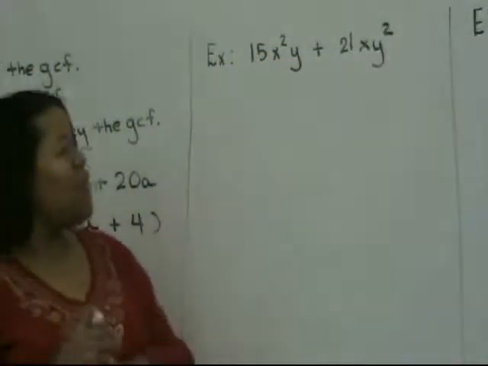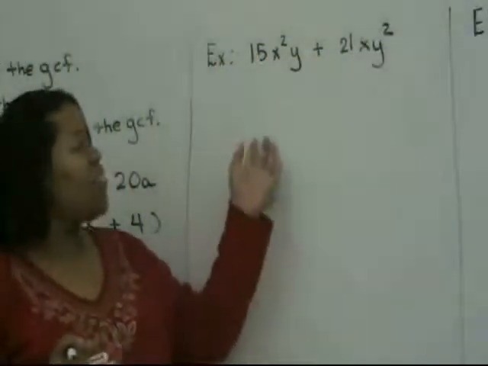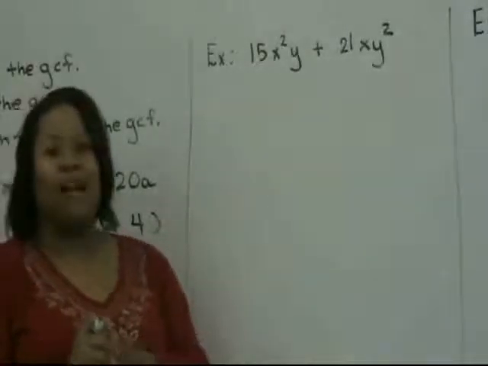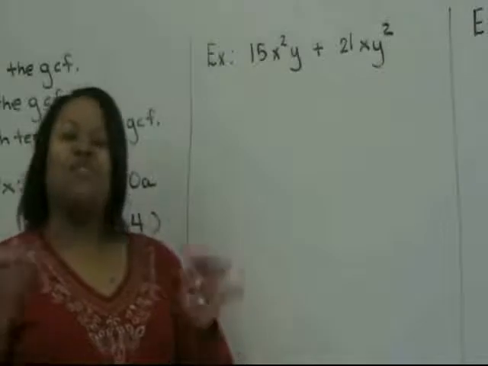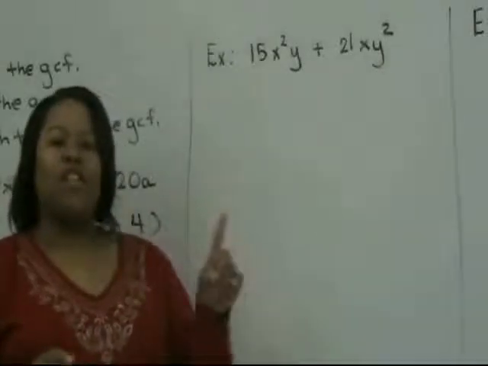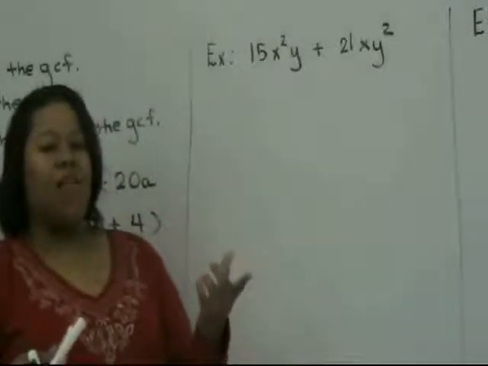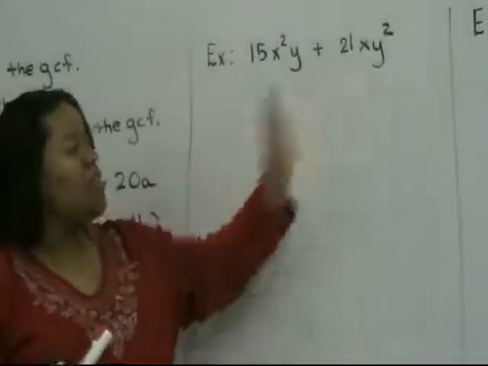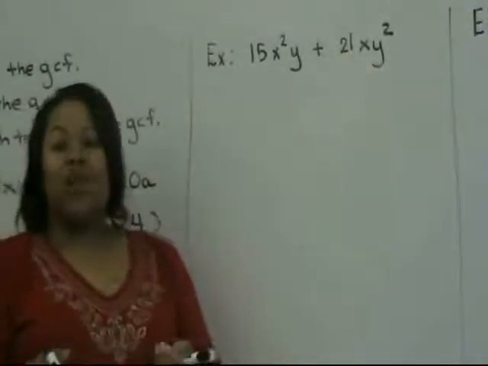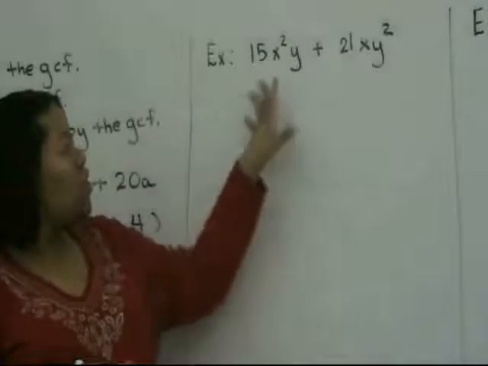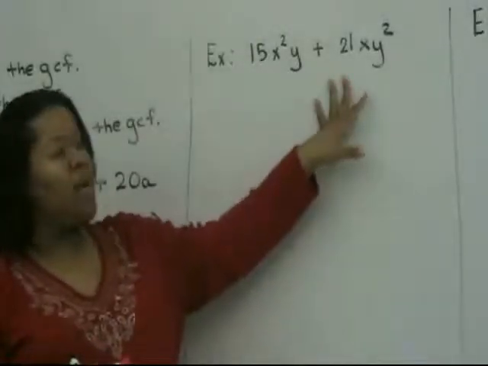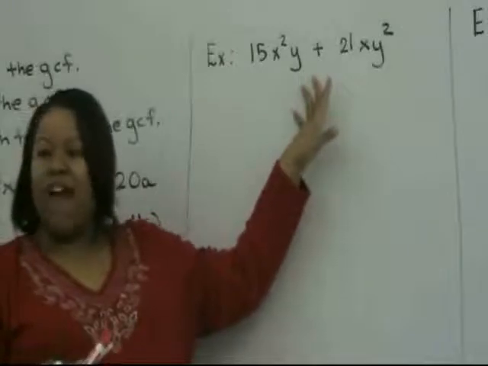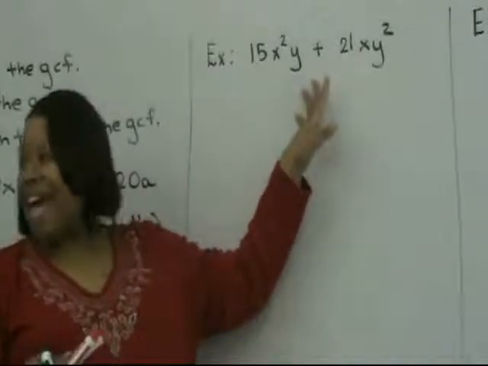In the second example, we have the expression 15x squared y plus 21xy squared, and we want to factor out the greatest common factor. So remember, there are two steps. We first need to know what is the greatest common factor between the expressions. And then we'll divide each term by the greatest common factor. So for the expression 15x squared y plus 21xy squared, what do you think the greatest common factor would be? Class?